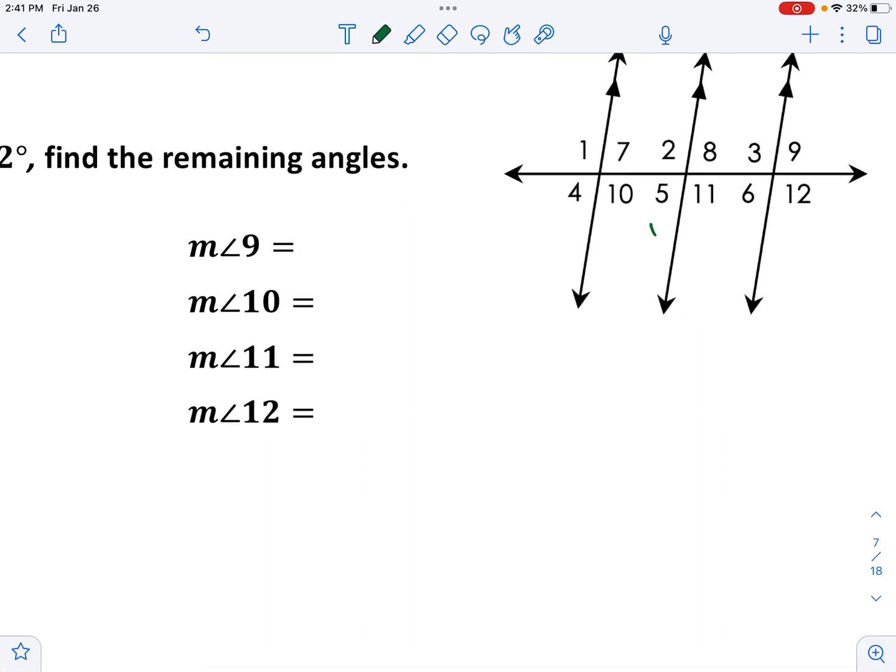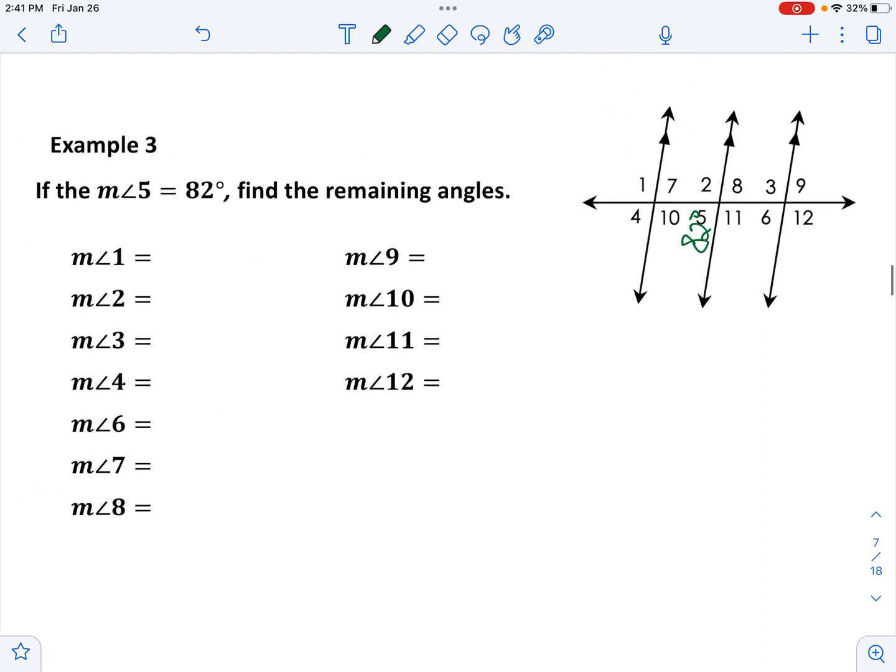Let's see if we can squeeze this in here. This is 82 degrees. Okay. So then I know that angle 4 is 82 because they're corresponding. I also know that 6 is 82 because it's corresponding. So I can put that in there. So 4 is 82 degrees and 6 is 82 degrees.